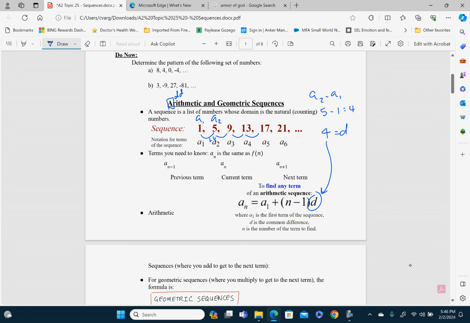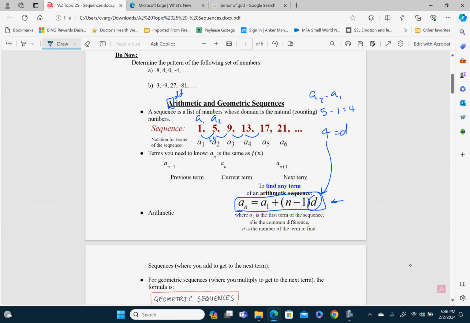So, boom. This right here is the formula to find any term. So if I said continue this pattern to the thousandth, your hand is eventually going to hurt, and you might even lose track a little bit. So this formula will help you find a future term.